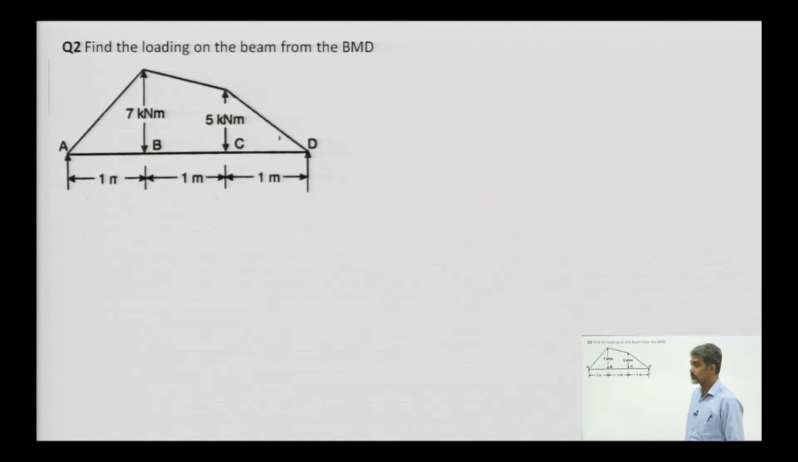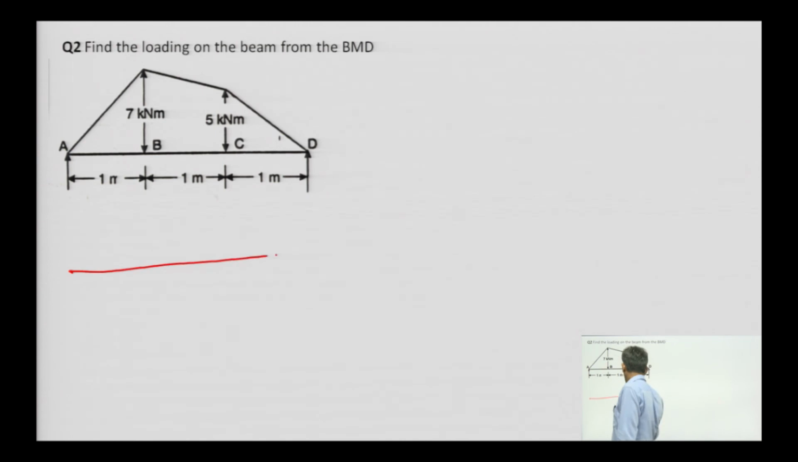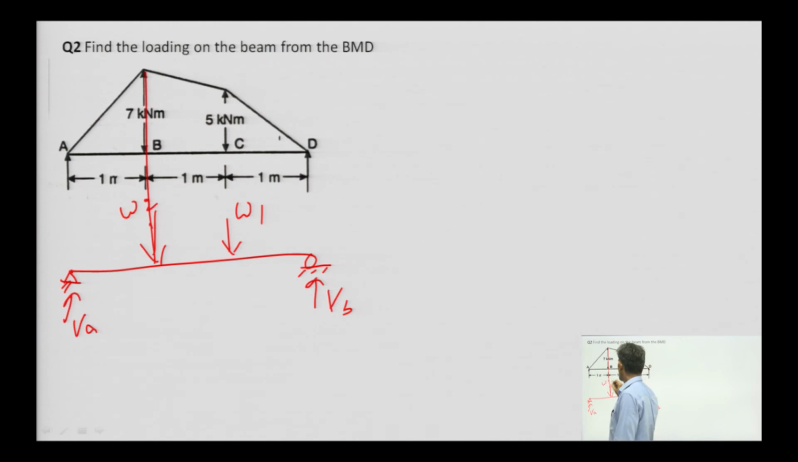So, next, the BMD, bending moment diagram, is given to us, and we need to find the loading diagram. So, what we need to do? First of all, there should be a vertical reaction. Hinge support is here, so vertical. Say this value is VB, say this value is VA, and since this is linear, it means W1 and W2 are acting.